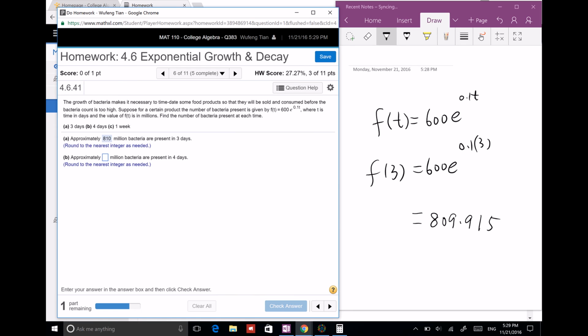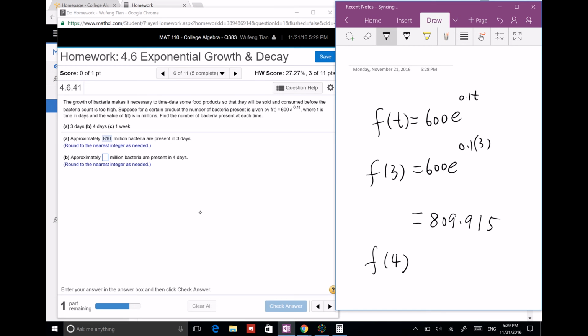Okay, so for 4 days you just plug in 4, and for a week you just plug in 7. So that's not a big problem. f(4) is 600 times e to the 0.1 times 4. Use a calculator. The same thing for 7, e to the 0.1 times 7. Use a calculator.